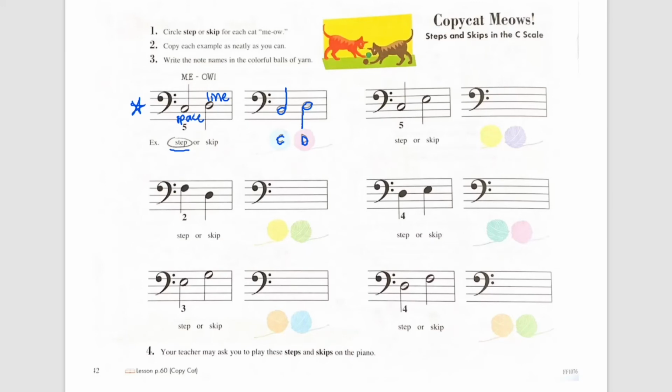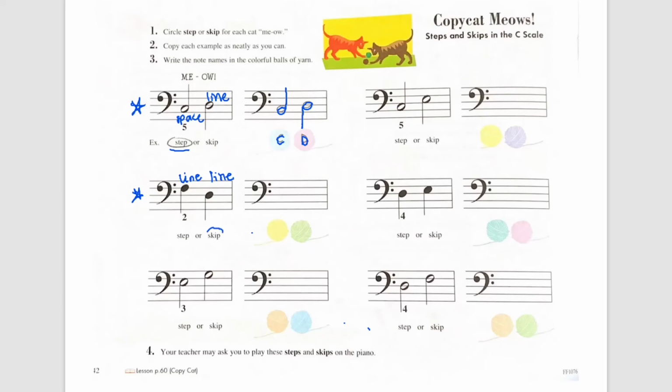Let's do the next one together. We're going to move right below this one. I see two notes here. One is a line note, and the other one is a line note. Is that a skip or a step? Did you say skip? If you did, you're correct. Go ahead and circle skip.